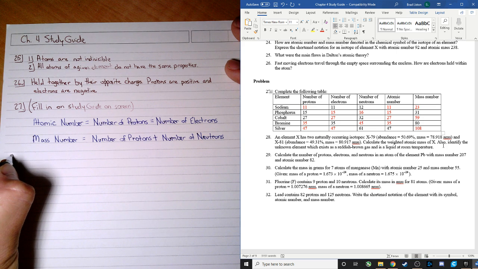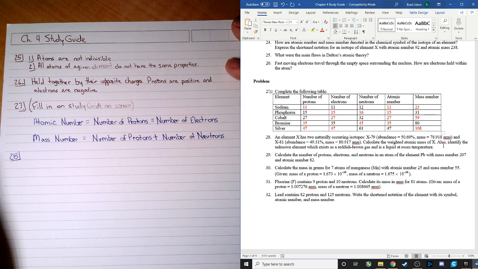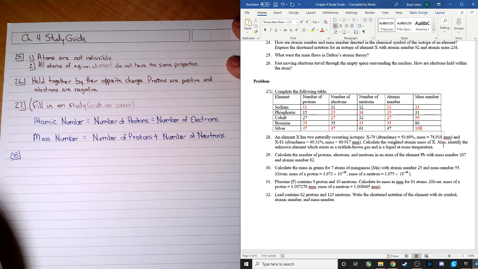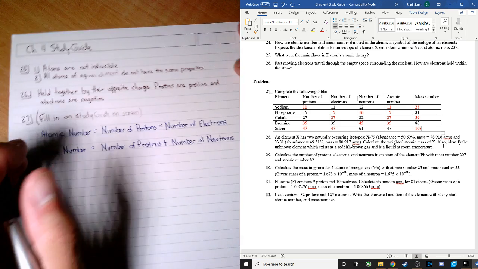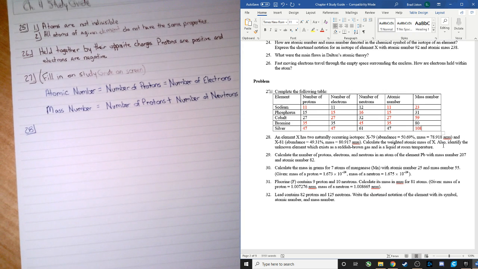So number 28 here. Element X has two naturally occurring isotopes, X79, with its abundance being 50.69% and its mass being 78.918 AMUs, and then X81, with an abundance of 49.31% and mass of 80.917 AMUs. What we have to do is calculate the weighted atomic mass of X, and also identify the unknown element. It is a real element.